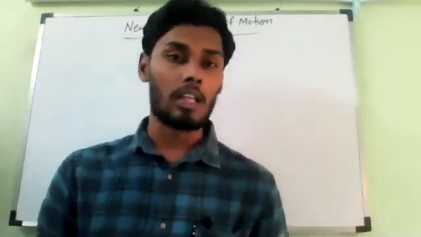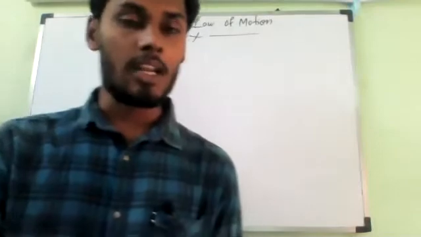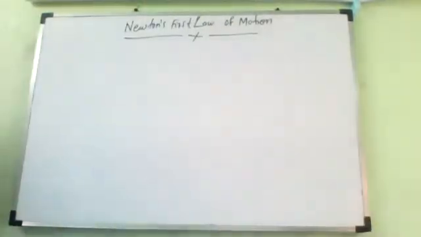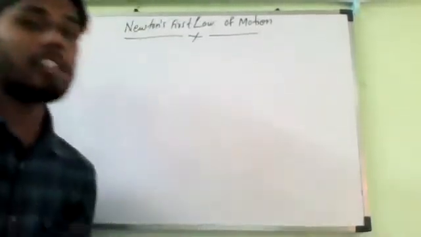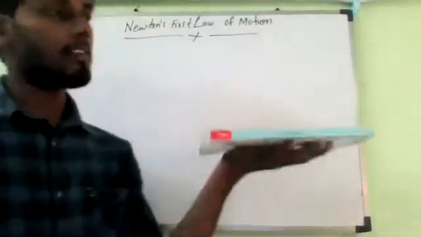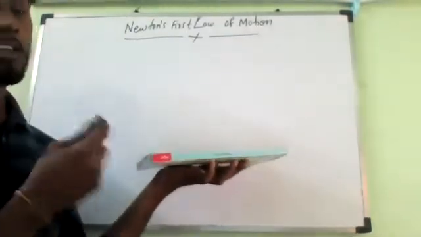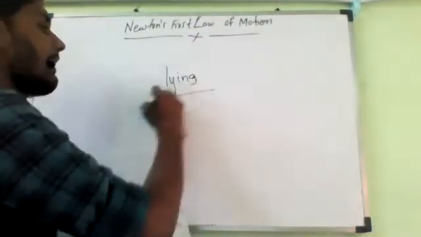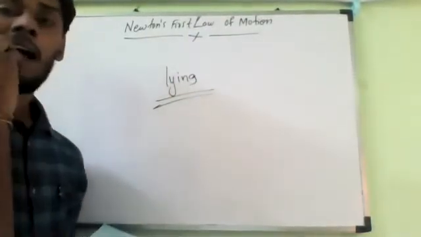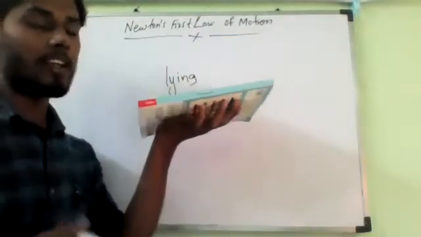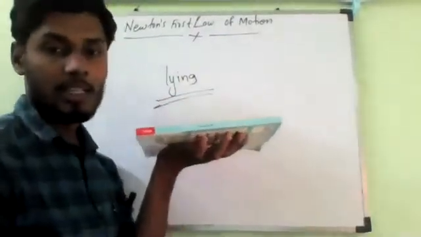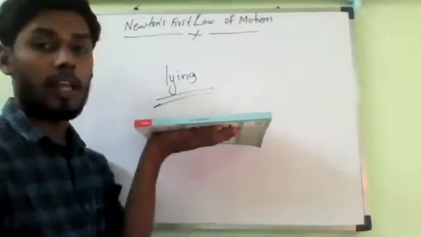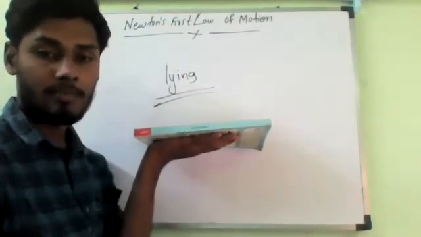Let us discuss some examples to make the first law of motion clearer. Suppose a book is lying on the table. Let me consider this is my book, and I have kept it on my table. Now, you tell me, is it in uniform motion or is it at rest?